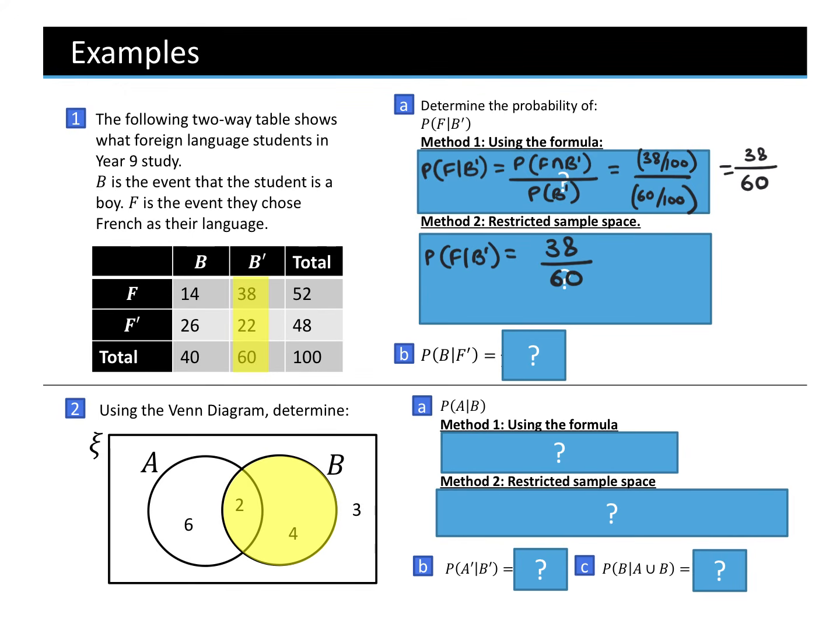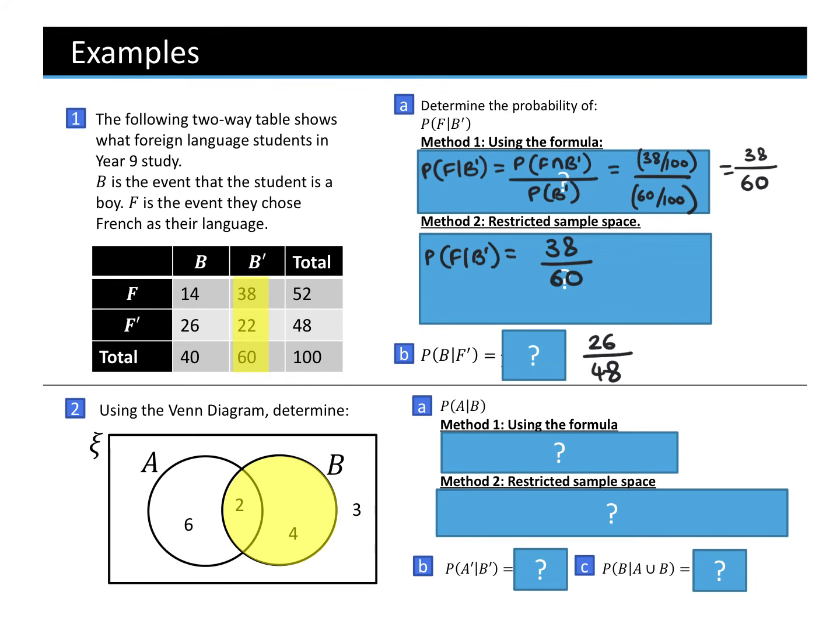Okay? So for part B, it says the probability of B given not F. So the total of not F is 48. How many chose B out of not F? Oh no, sorry. It's B, 26. 26 out of 48. Or again, you could use a formula.